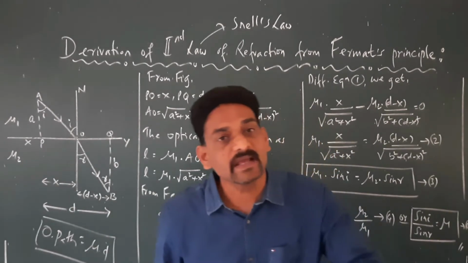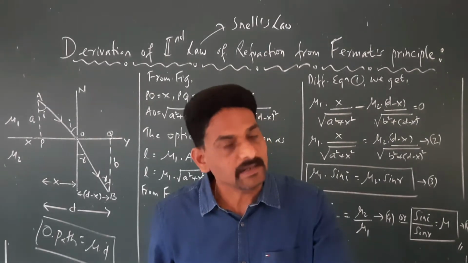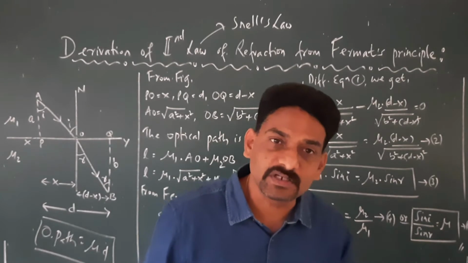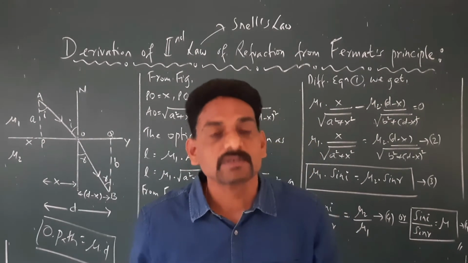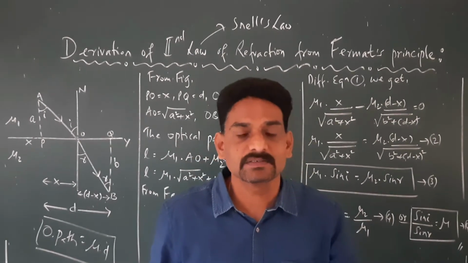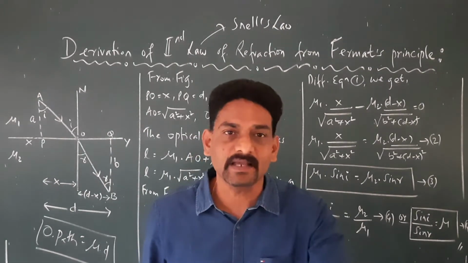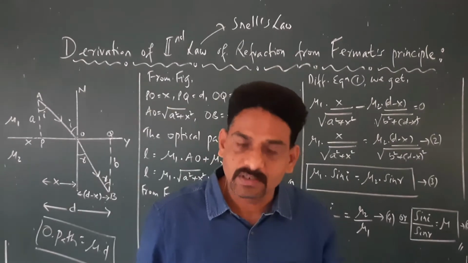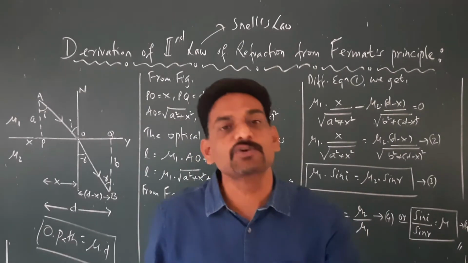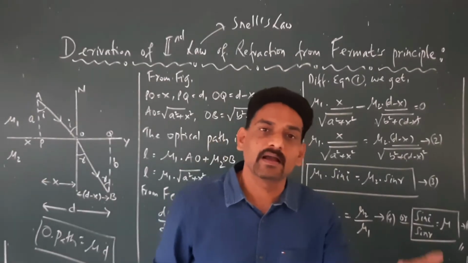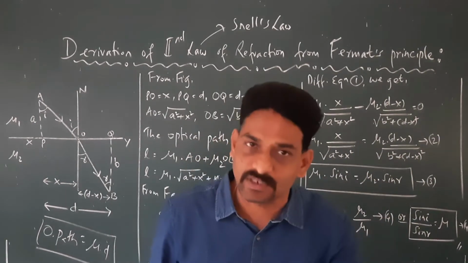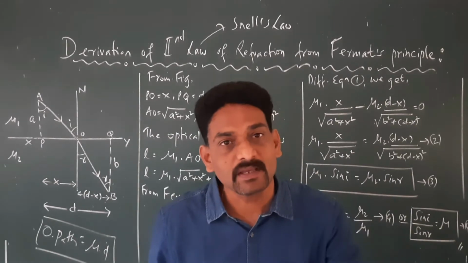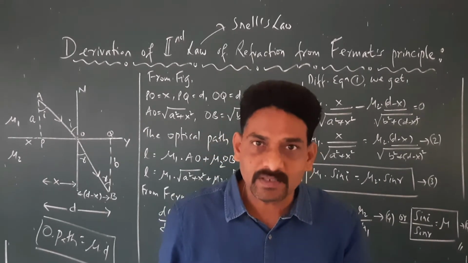So if we differentiate a constant, we are going to get 0, because we know that differentiation of a constant is 0. Since L, the optical path, is a constant, that is, L is either going to be minimum, which is a constant, or maximum, which is a constant, or stationary, which is again a constant, therefore dL by dx is going to be equal to 0.